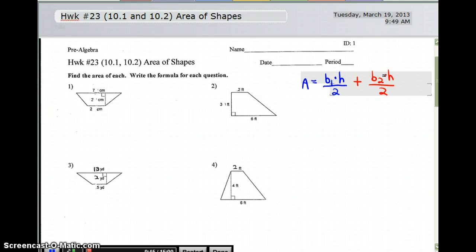Now the height of the triangle for both of the triangles that make the trapezoid will actually be the same. So really you only need 3 things. You need base 1, base 2, and you need the height for each of the figures.